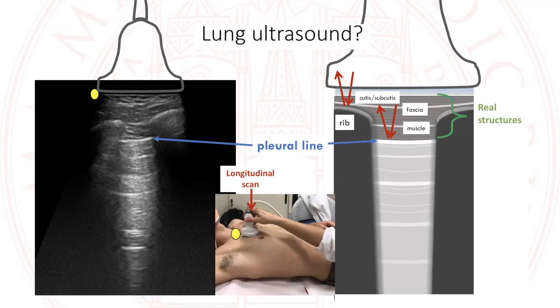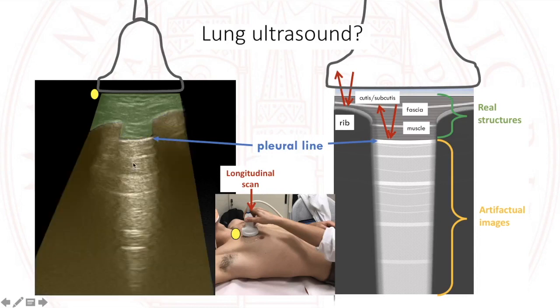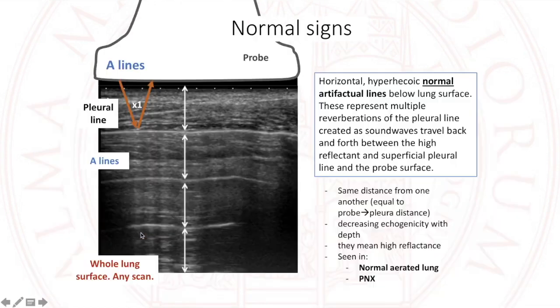The only real structures that we can see are these ones, at the superficial layer. Everything which lies behind is artifactual. So even these images that we find here behind the pleural line are not real. They do not represent anything that is present in normal lungs. This is because with lung ultrasound we basically study artifacts.